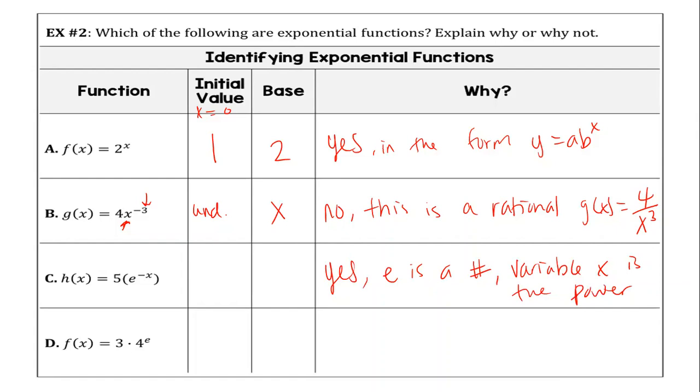So the initial value here: if I plugged in 0, this would make this a 1. But it has something to multiply by, which turns it into a 5. What is my base? E. E is a number. E is 2 point something.